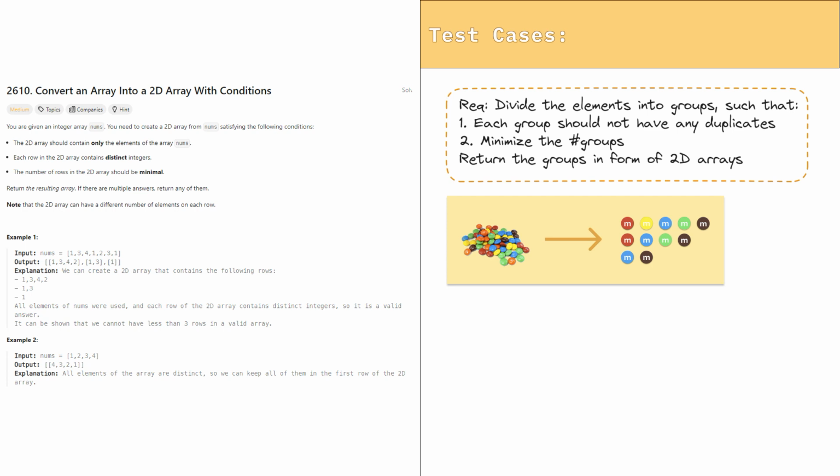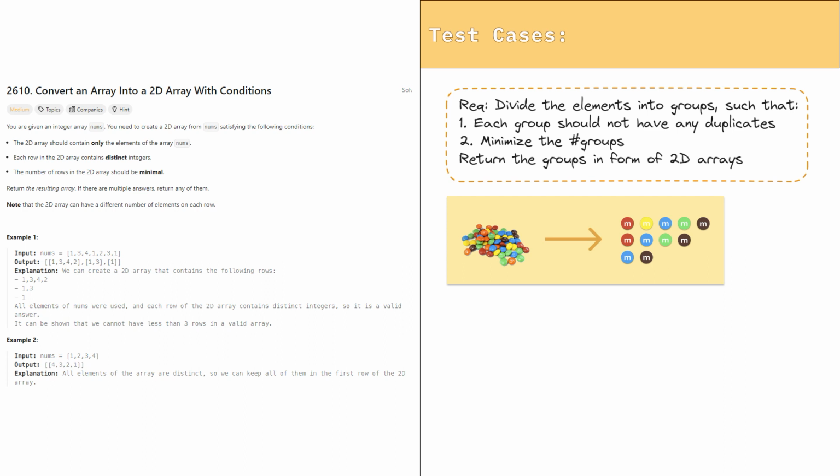You're given an integer array nums and you need to create a two-dimensional array from nums satisfying the following conditions. First, the 2D array should contain only elements from the array nums. Second, each row in the 2D array contains distinct integers. Third, the number of rows in the 2D array should be minimal. Finally, return the resulting array. Notice that the order of the 2D array does not matter because we can return any qualified array as long as the 2D array has the minimum length of 1D arrays.